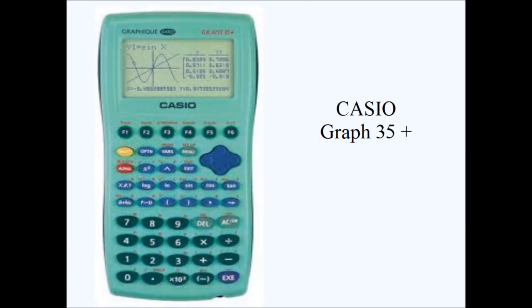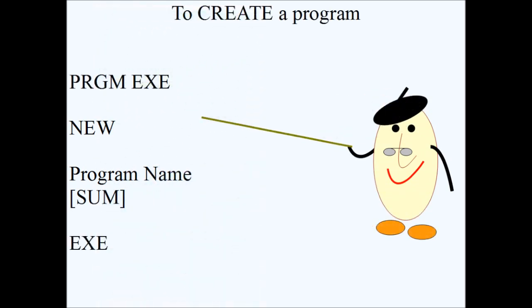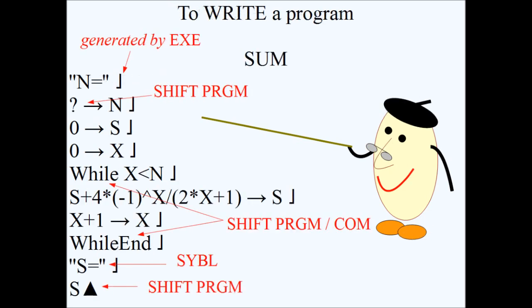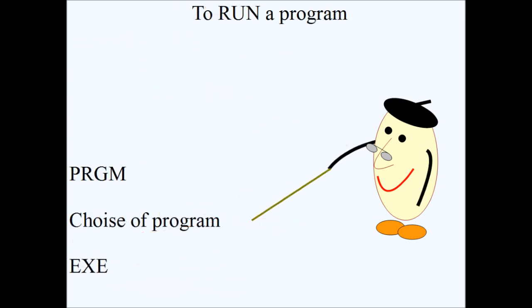And now a calculator, the CASIO, to create a program, to write the program, so with some specificities. You have here the program that gives an approx of pi.